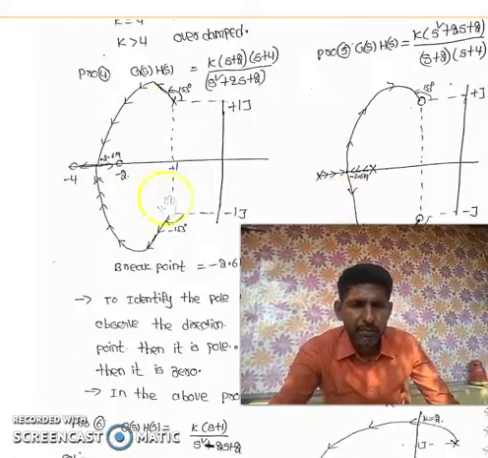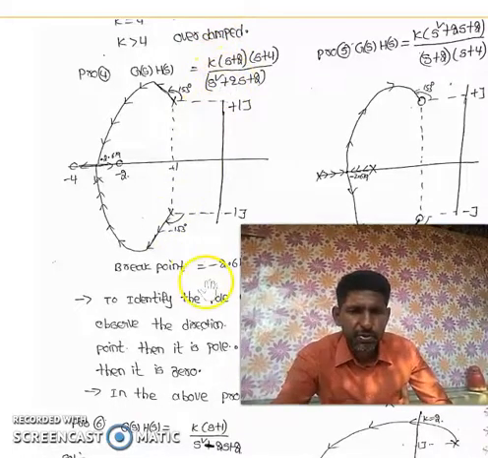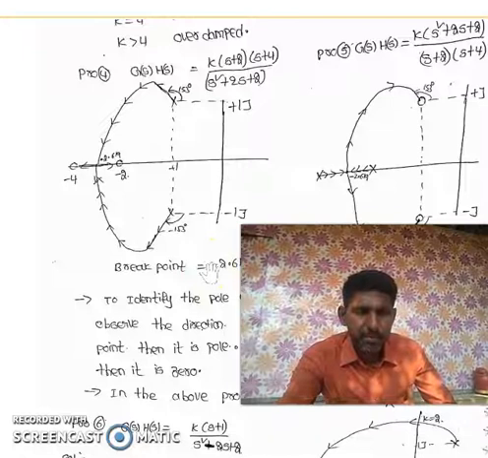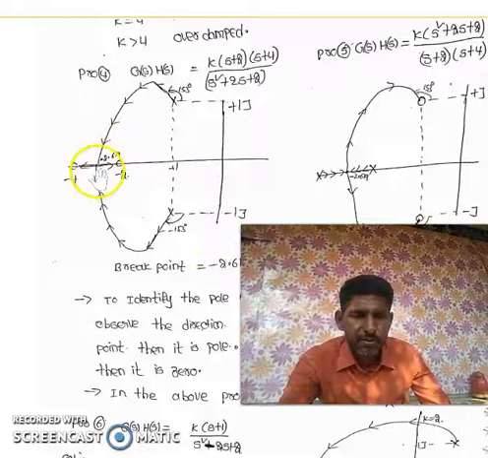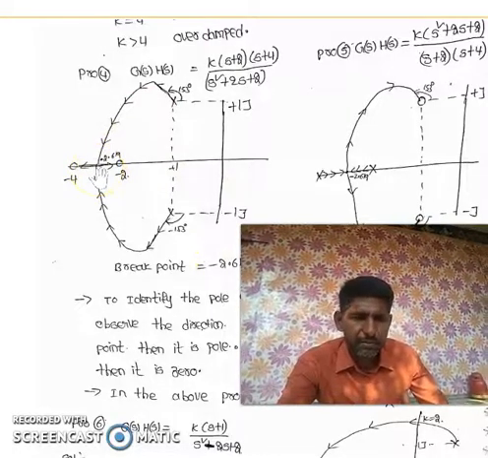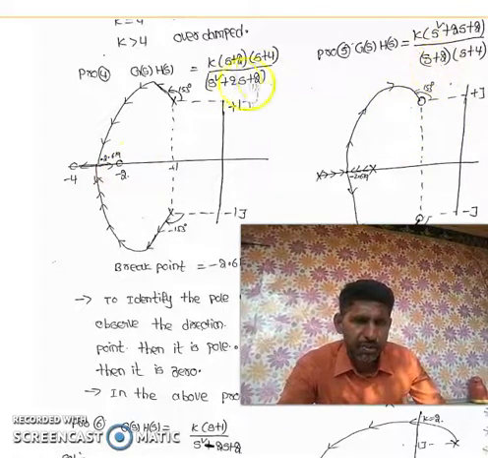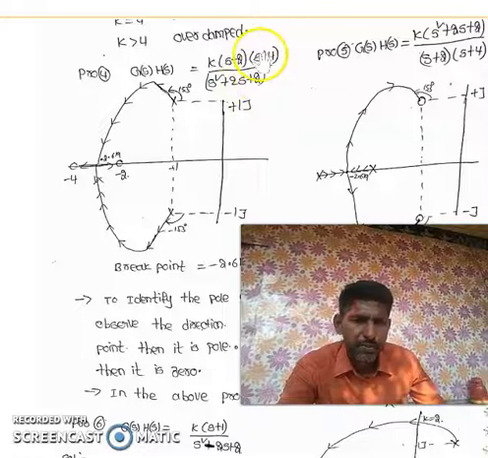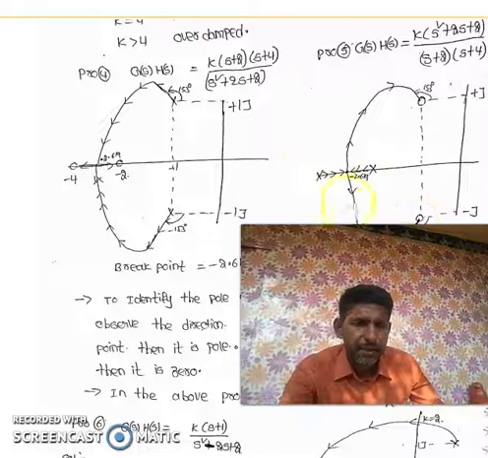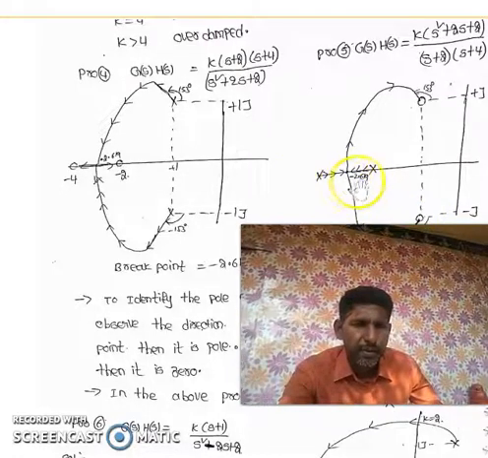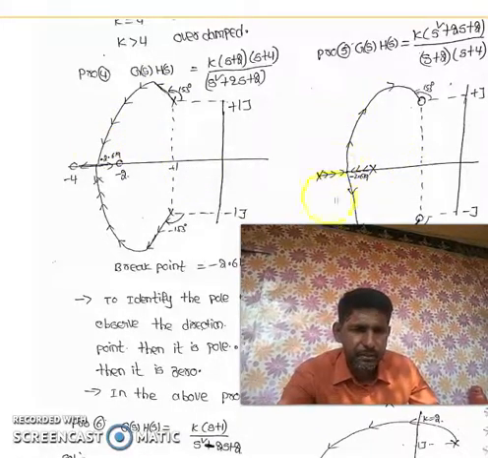Now how to calculate the breakpoint? Differentiate it with respect to s and equate it to 0, so that we get some s values. If that s value lies on the root locus, then it is called a breakpoint. Otherwise, it is an invalid breakpoint. Similarly, for this also, same. We have just interchanged the poles and the zeros. The breakpoint will be same, minus 2.601. Here it's a break-in point. Here it is a breakaway point.